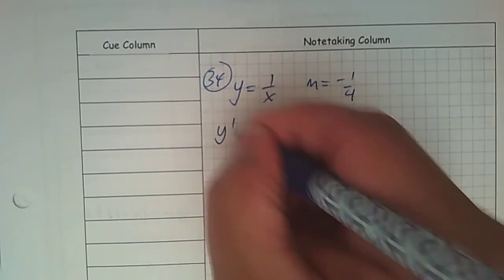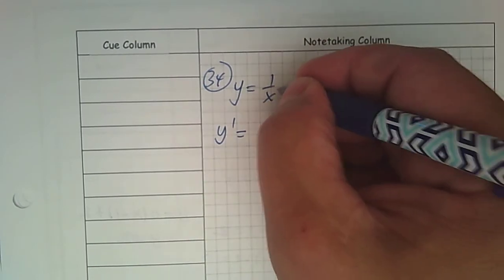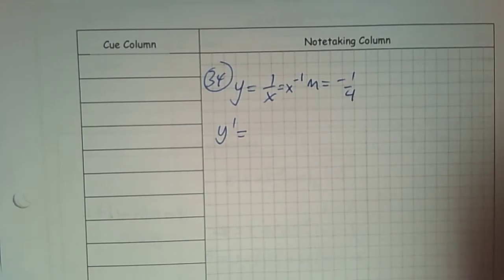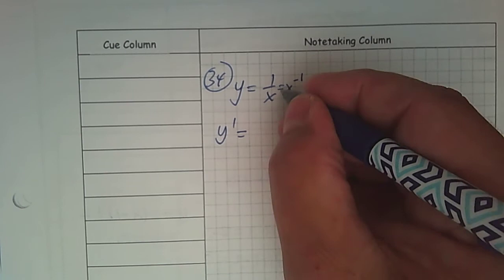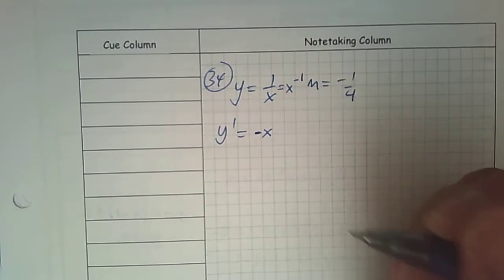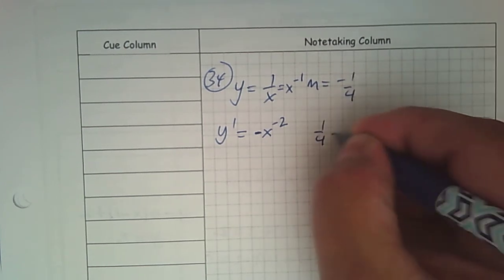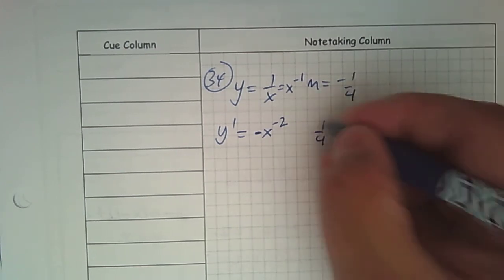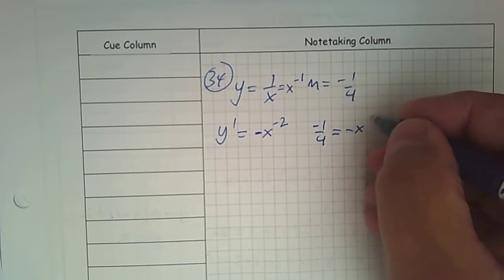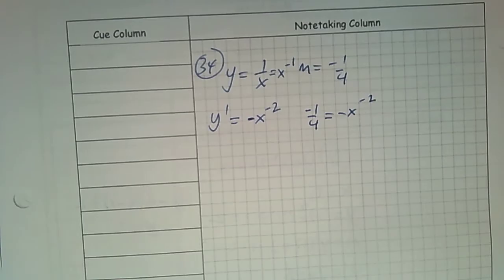So I know I need to take the derivative. And 1 over x means the same as x to the negative 1. So negative 1 times 1 in front is negative x. Subtract 1 from the exponent, that's negative 2. Next, I'm going to make that equal to negative a quarter, and then solve it.